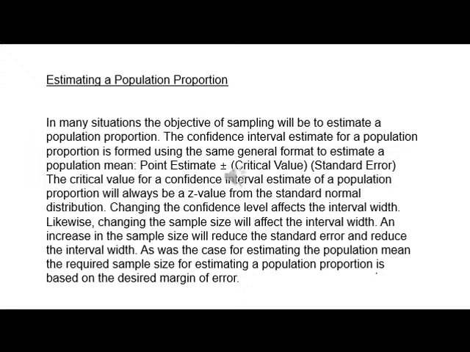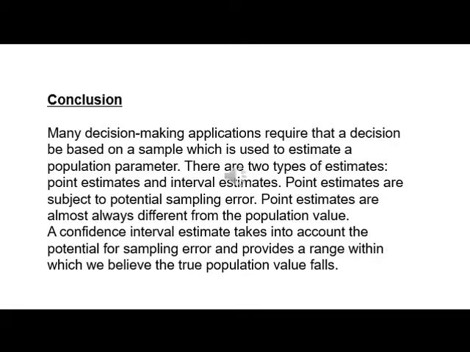Conclusion. Many decision-making applications require that a decision be based on a sample which is used to estimate a population parameter. There are two types of estimates: point estimates and interval estimates. Point estimates are subject to potential sampling error. Point estimates are almost always different from the population value. A confidence interval estimate takes into account the potential for sampling error and provides a range within which we believe the true population value falls.